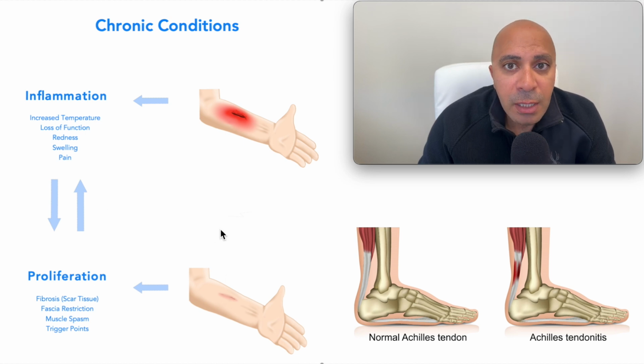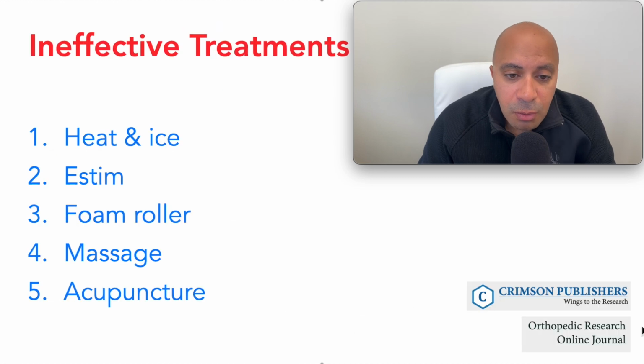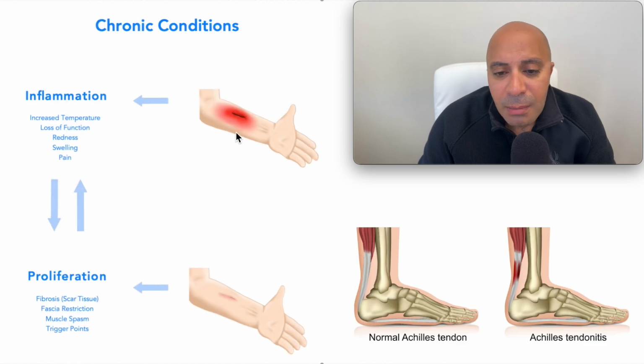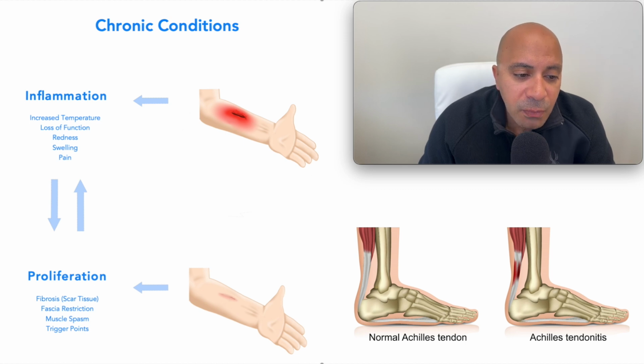So I will relate those ineffective treatments to the normal healing cycle, so it will make sense why these treatments do not work, because they're not addressing the underlying cause of the problem. The common ineffective treatments are heat and ice. When we look at the healing cycle, ice temporarily decreases inflammation, but it's not going to do anything to break that vicious cycle of fibrotic tissue or fascial restrictions, and its effect on inflammation is temporary.